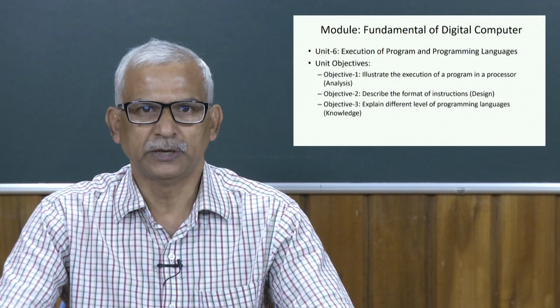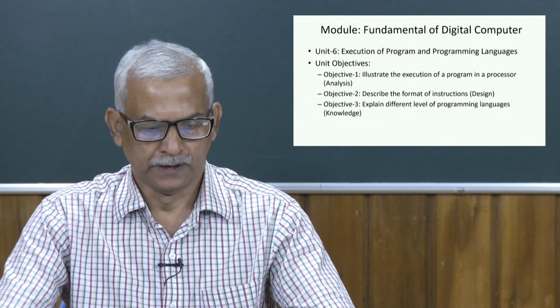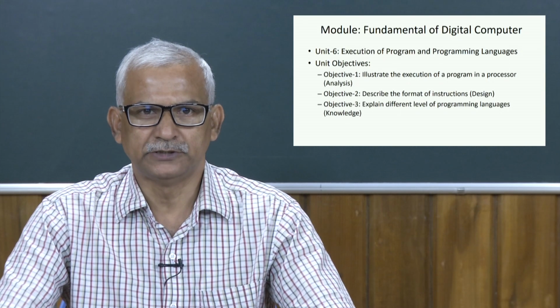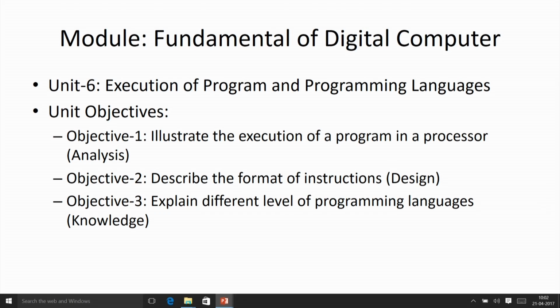So, the unit objective of this particular unit is, objective 1: illustrate the execution of program in a processor. This is at the analysis level. That means, once you get a program, you will be able to analyze exactly what task is performed by this program and how it is going to execute in a computer.